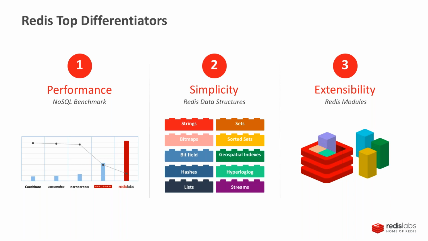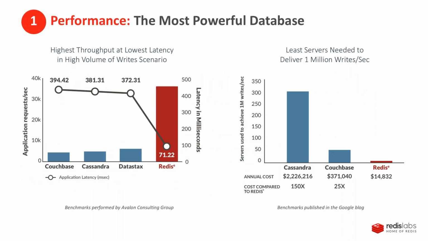So performance, let's look at that in more detail. On the left side here, we have a summation of a benchmark done by Avalon Consulting Group, a third-party independent group. The line chart on the left is the latency, in this case. And then you can see we provide lower latency than all the others on the list. And then the bar chart is the throughput. And so we provide more throughput. So lower latency and more throughput. That's a pretty good combination.